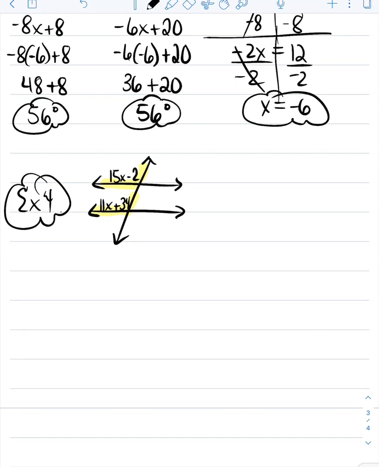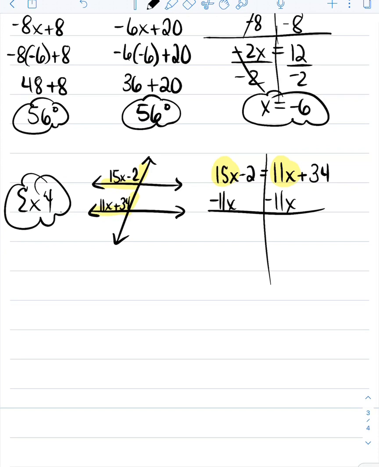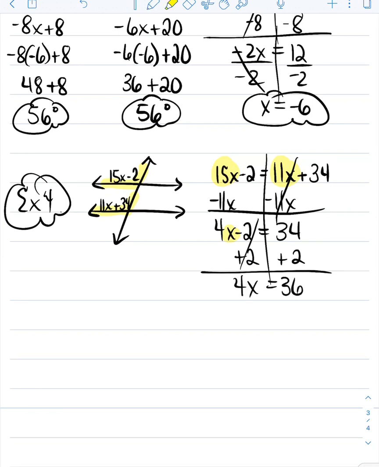So for my step 2 equation, I'm going to write 15x minus 2 equals 11x plus 34. So that's my equation. Step 3, let's solve that equation. So I need to collect all my variables to one side. So subtract 11x from both sides. I get 4x minus 2 equals 34. Next, I want to add 2 to both sides. So I get 4x equals 36. And then I need to divide both sides by 4, so x equals 9.